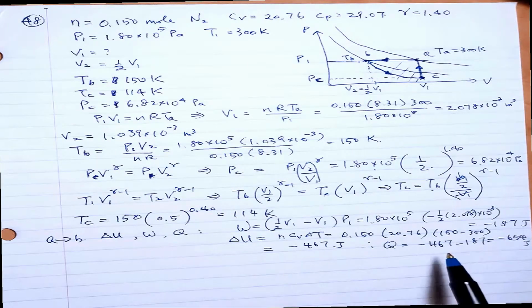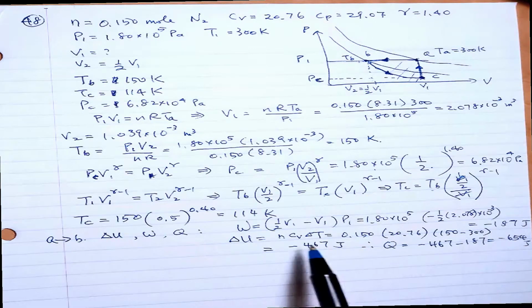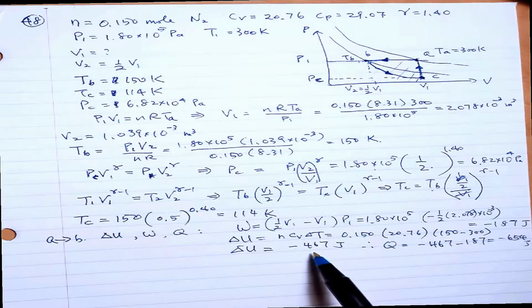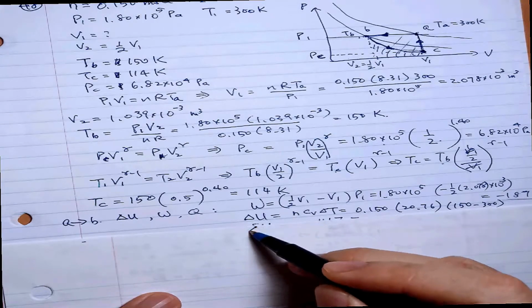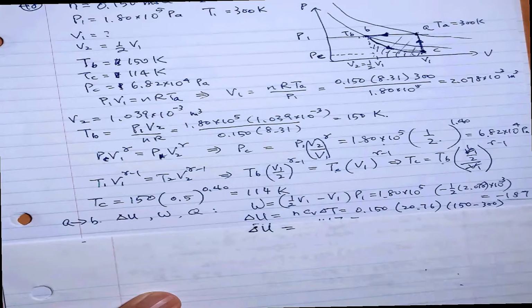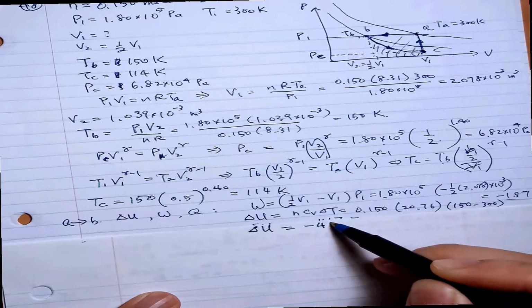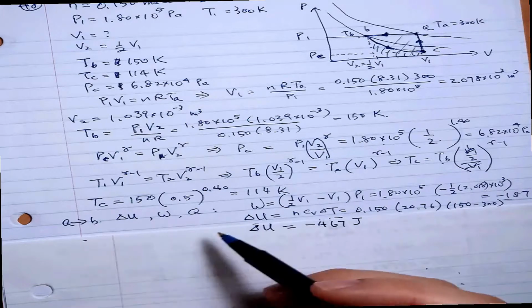So that is the amount of heat that is flowing out of the system to the environment, accompanied by a drop in internal energy of this much with a work of that much. So continuing, delta U, if you calculate all this, will be 0.150 times 20.76 times negative 150. You get energy of negative 467 joules. Okay, that is from A to B.